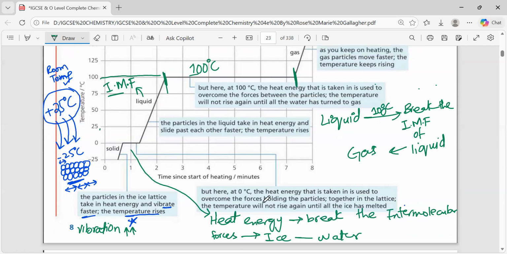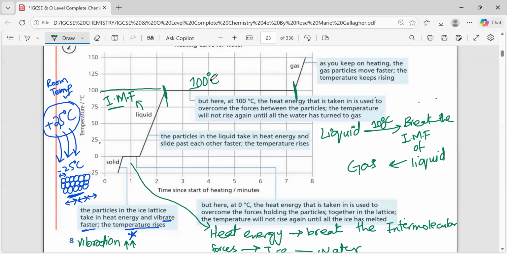So you have 2 points where the temperature is not changing for a few minutes: at 0 degree and 100 degree. So at 0 degree, why is temperature not changing for a few minutes? You will suggest that at 0 degree, the heat energy you have provided will be used to break the intermolecular forces, and thus the ice will convert into liquid water. Clear?